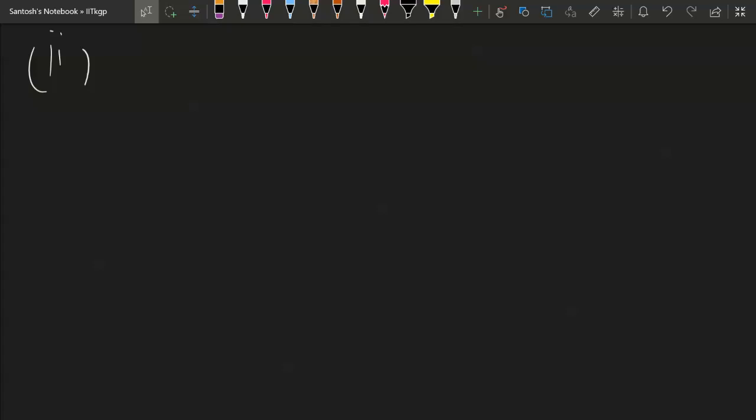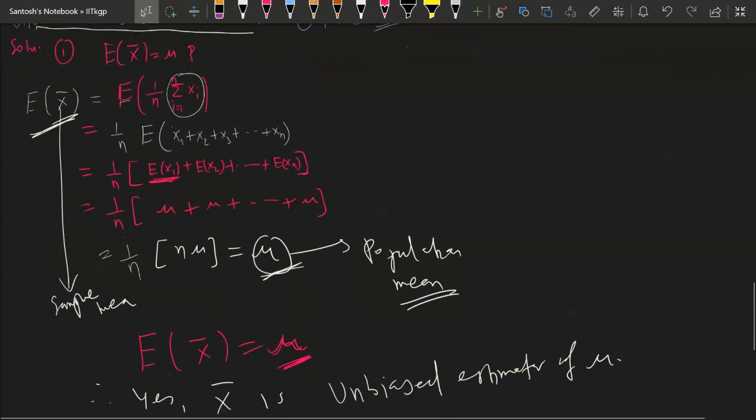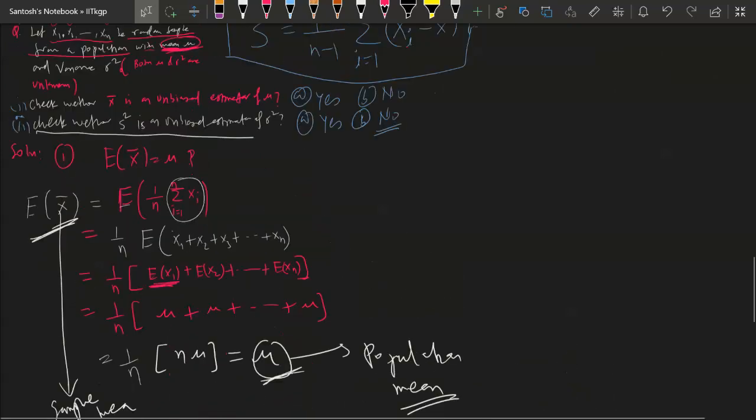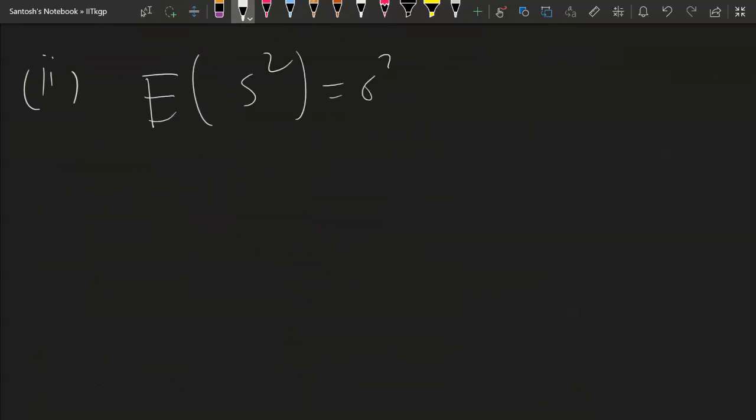So I'm solving the second part. The second part is whether S square is an unbiased estimator of sigma square or not. So again, the same question is whether the expectation of S square is sigma square. I will start with the LHS, so we'll find E of S square. So what is the expectation of S square?